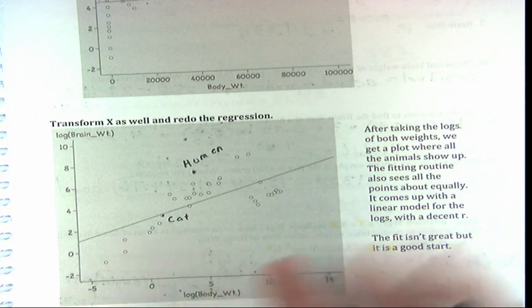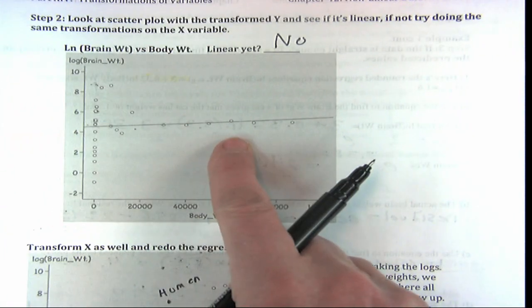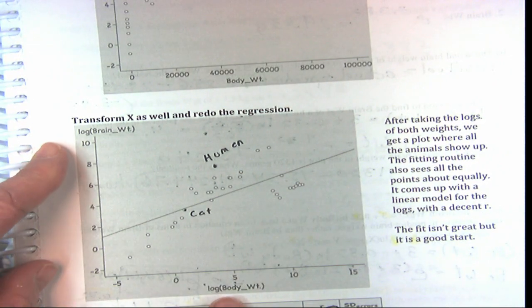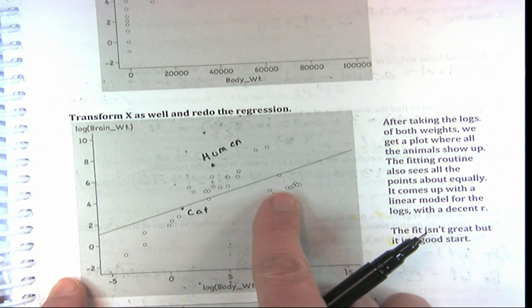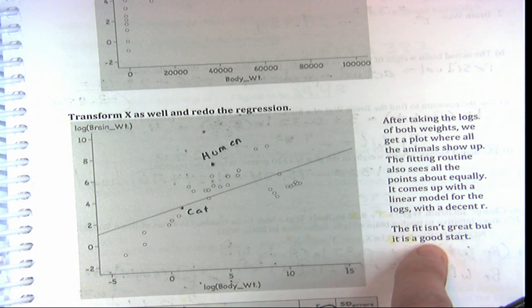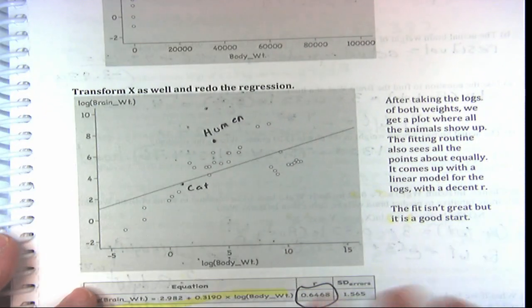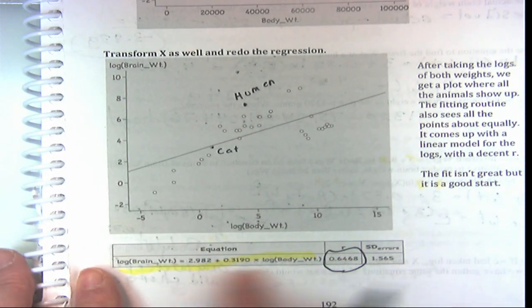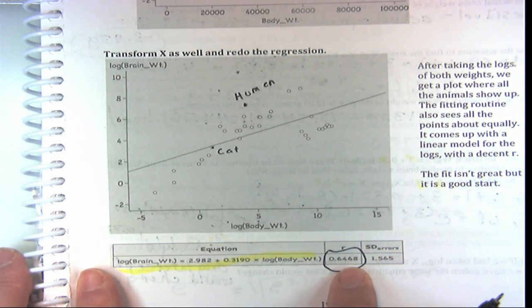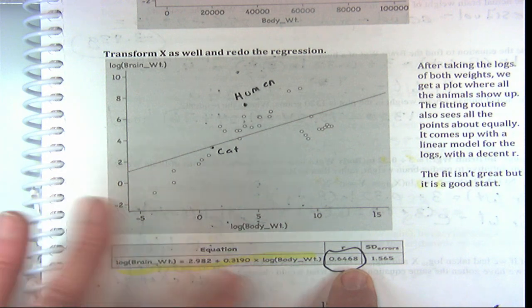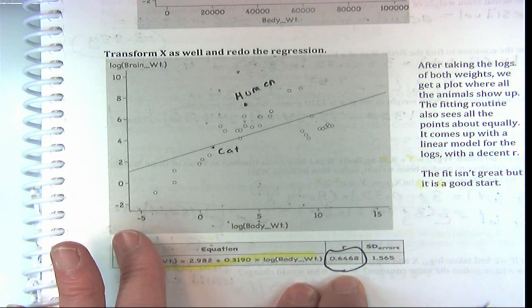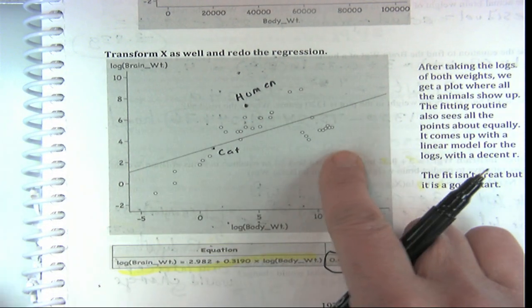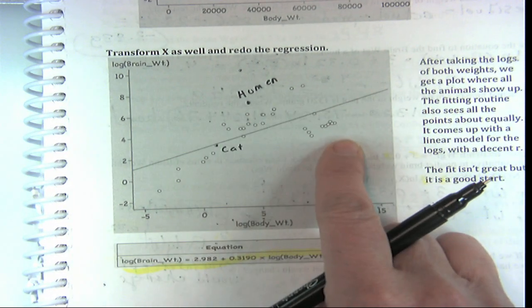If you recall, we said, okay, after taking the logs, it was a whole lot better than it was here. Here it was a mess. Then we took the log of both the body and the brain weight, and we saw it looks pretty good. The fit isn't great, but it's a good start. This was back on page 192, and we got this fairly good fit. Remember, before we didn't even have a correlation. Our correlation coefficient was about 0, right? But now let's see if we can clean this up a little bit, okay?